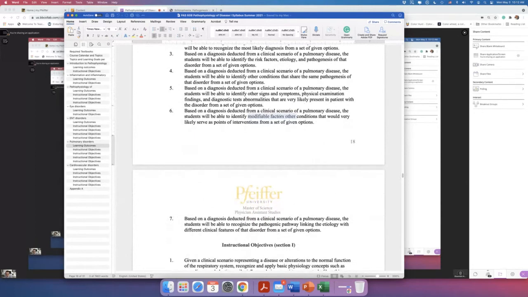And then, based on this diagnosis that you have in mind, recognize the pathogenic pathway linking the etiology with the clinical findings. What is that? Let me show you one example.